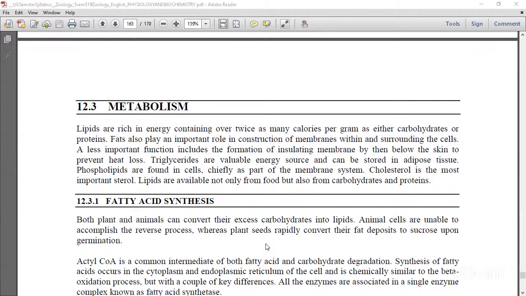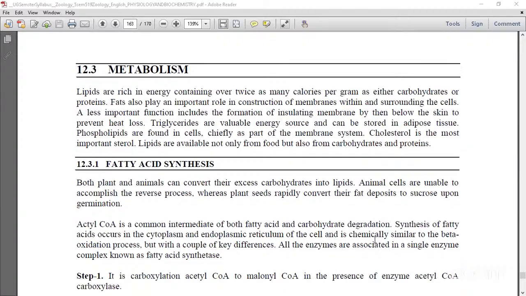Animal cells are unable to accomplish the reverse process, whereas plant seeds rapidly convert their fatty acid deposits to sucrose upon germination. After germination, acetyl CoA is a compound, a common intermediate between fatty acid and carbohydrate degradation.